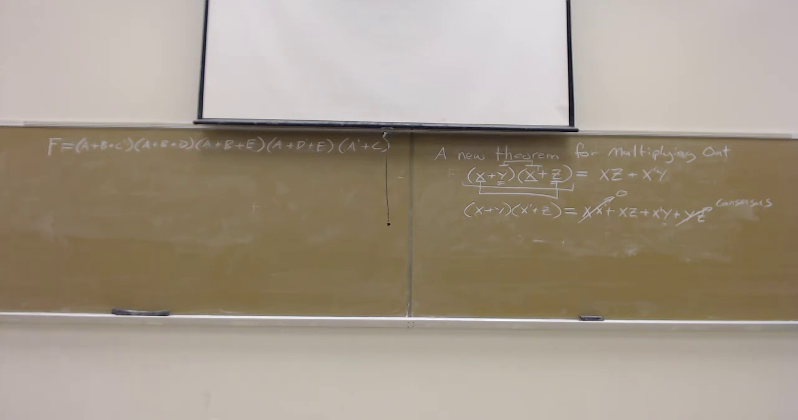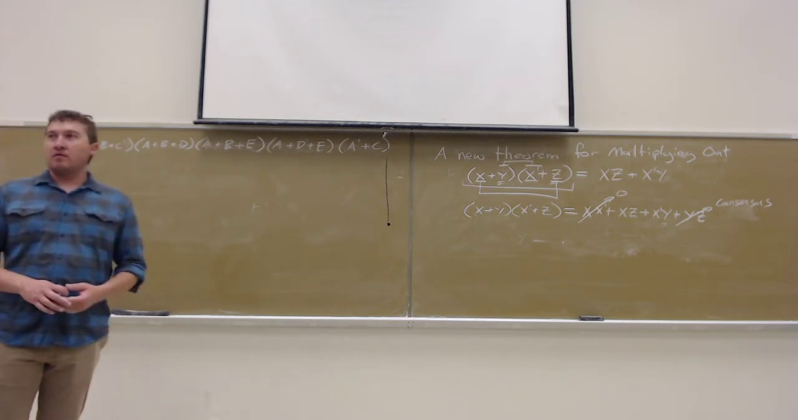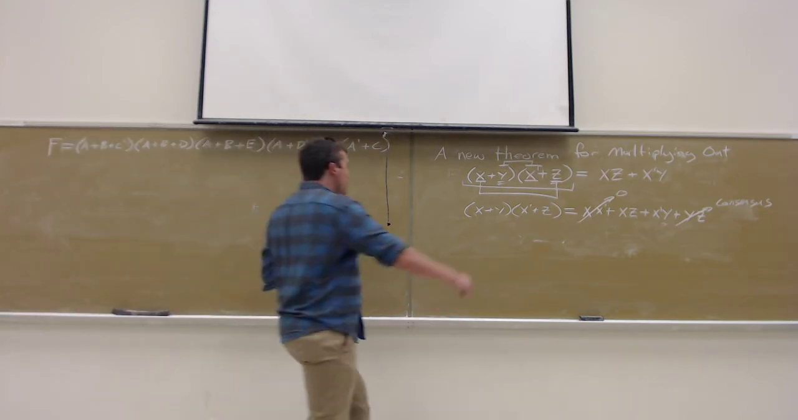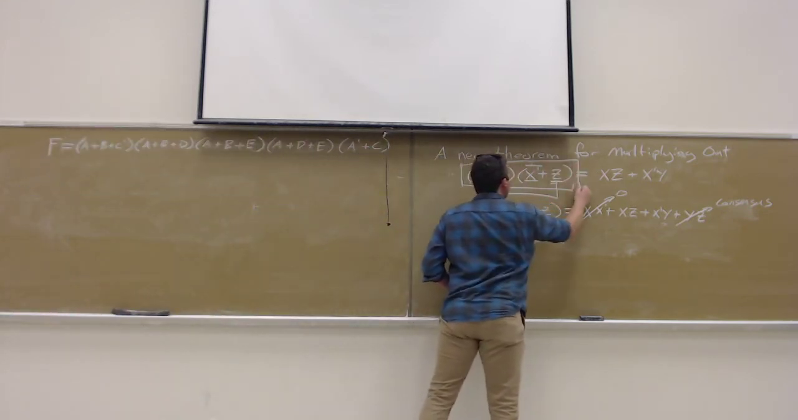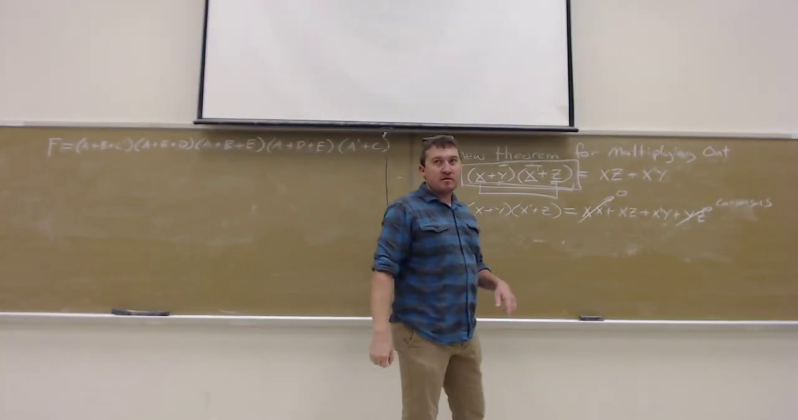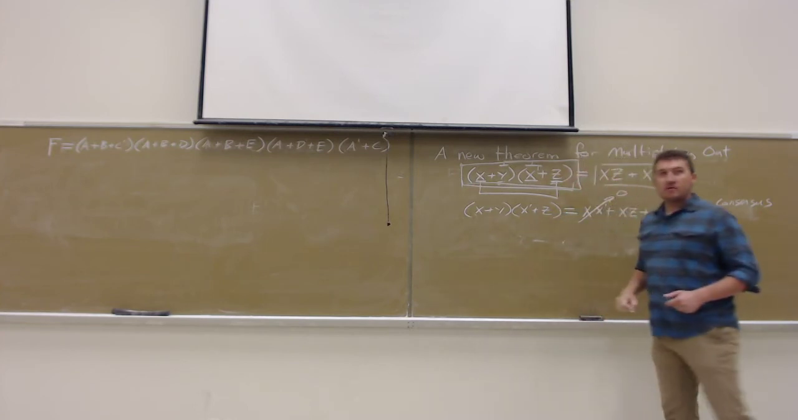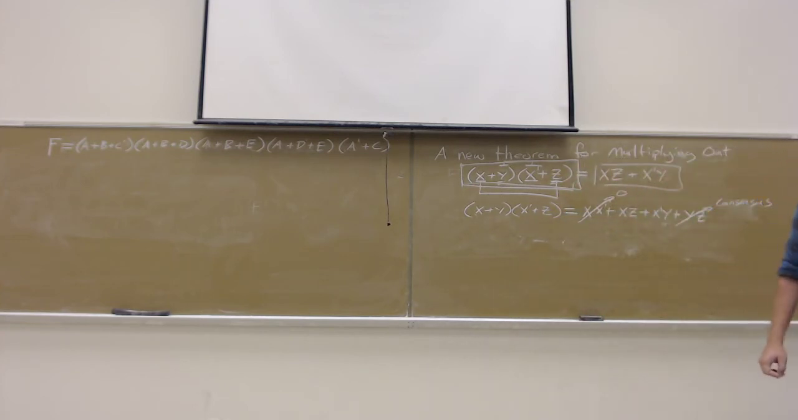That was product of sums, the top part. The left-hand side of the top part was, yeah, that one is product of sums. This one is sum of products. So we're starting with what form? Good, product of sums.